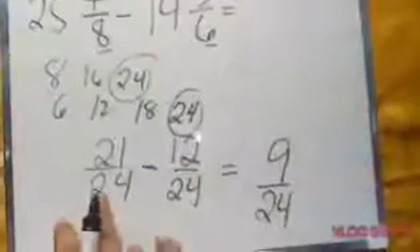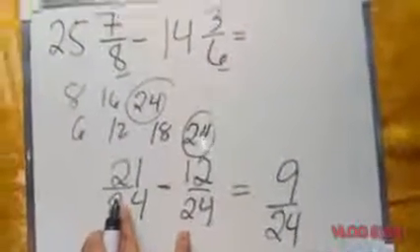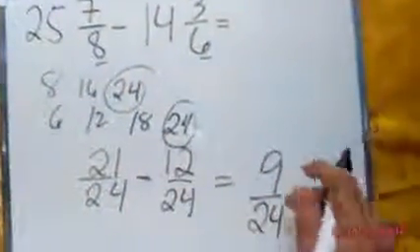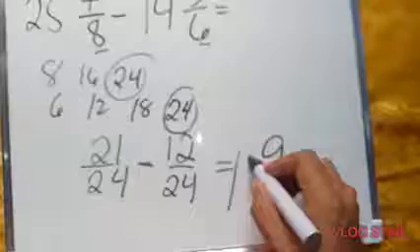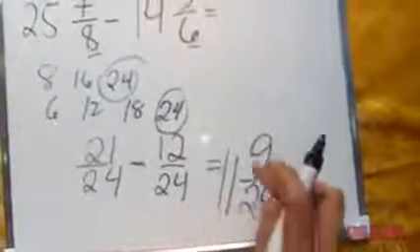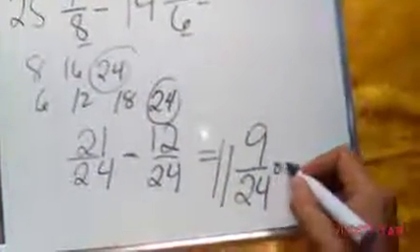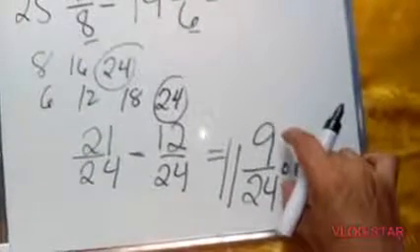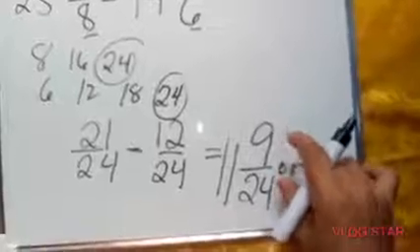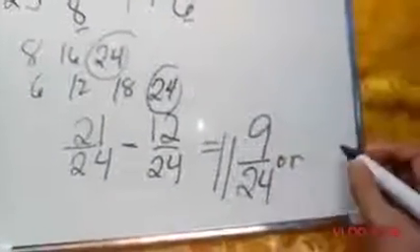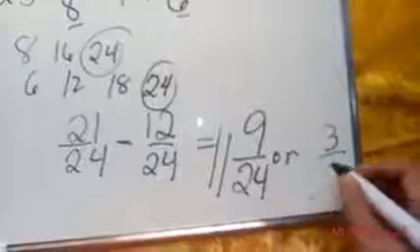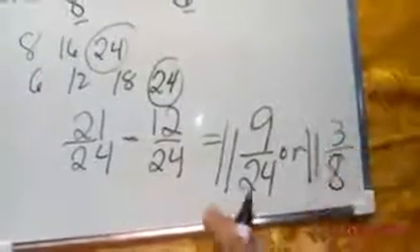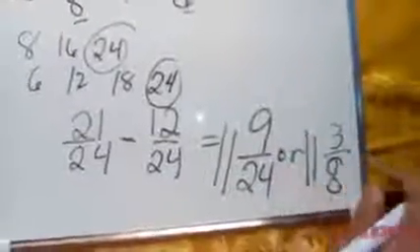So we subtract first their fraction part, then now we will subtract the whole number. 25 minus 14, the answer is 11. So the answer is 11 and 9/24, or we can simplify this fraction by dividing the numerator and the denominator by 3. So 9 divided by 3, the answer is 3. Then 24 divided by 3, the answer is 8. 11 and 9/24, or 11 and 3/8.